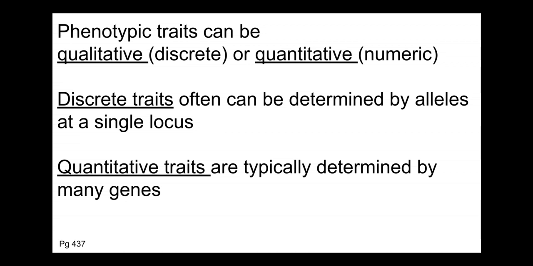Quantitative traits are usually much messier. A quantitative trait like skin pigmentation can be determined by, in the case of skin pigmentation, 20 some odd genes. Other traits, we have sometimes dozens or hundreds of genes that we believe are associated with them. So quantitative traits can be a little messier to study.